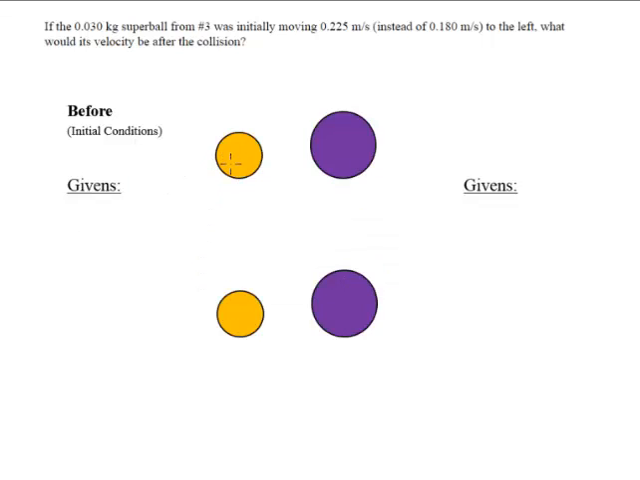I know that this superball has a mass of 0.015 kilograms, and it stays that way. And I know that this superball has a mass of 0.03 kilograms, and it stays that way.